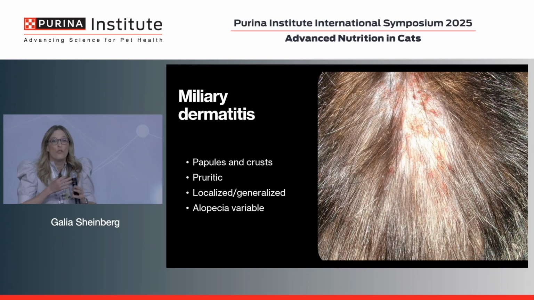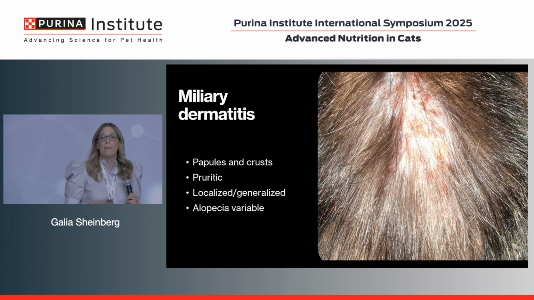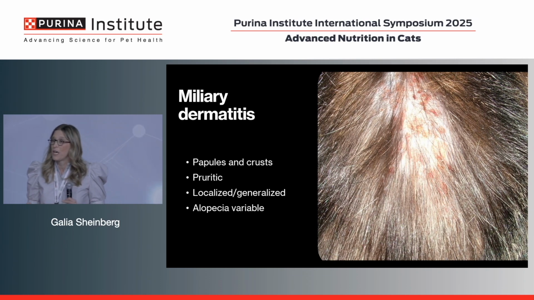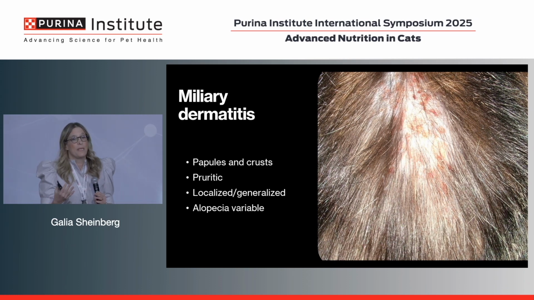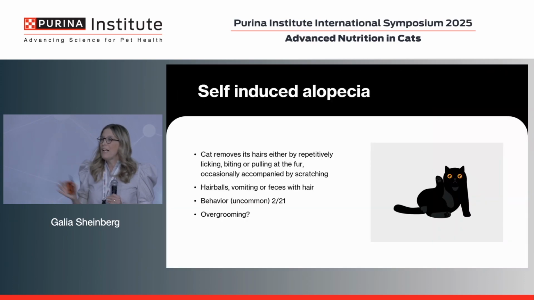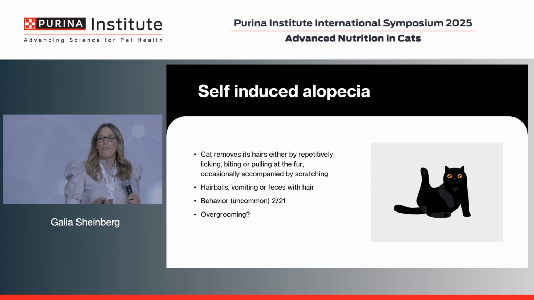So these are some clinical pictures of miliary dermatitis, and I really want to emphasize how important it is to look for miliary dermatitis, because it can present with alopecia, but it can also present without alopecia. So you have to go through the coat of the cat and find those little pustules or papules in the skin, erythema, and sometimes these lesions will be exacerbated by pruritic behavior, and usually pruritus is present, but not always.